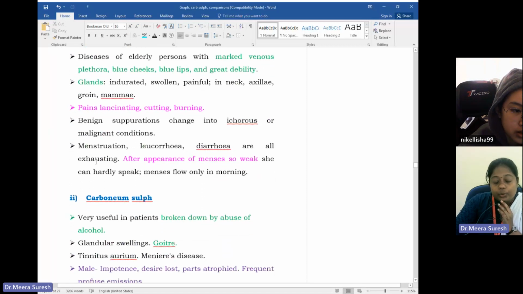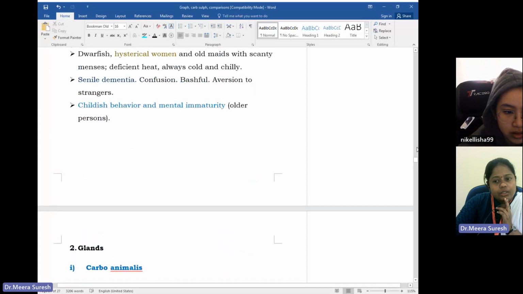So I put it over here: menstruation, leukorrhea, diarrhea, or all exhaustion. And the characteristic feature is, in case of carbo animalis, after the appearance of menses, the patient is so weak she can hardly speak. This feature we'll see in another drug, that is alumina. Then we have another drug. Appearance of menses is so weak.